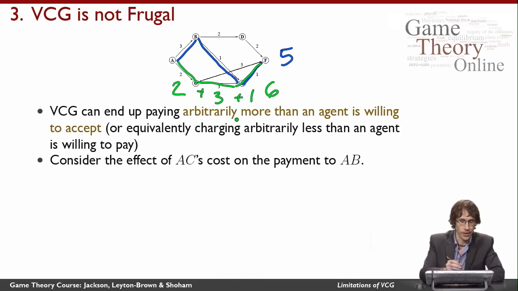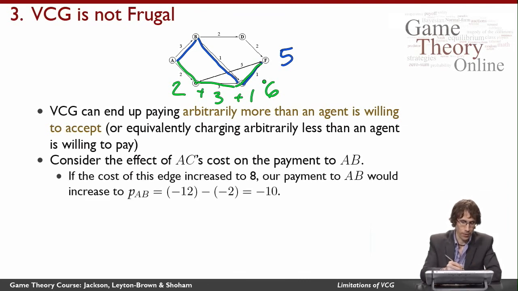Now let's think in particular about the effect on agent AB of changes to AC's cost. And what I'm going to end up showing you is that VCG can end up paying arbitrarily more than AB is willing to accept, because AB's payment doesn't end up depending on his own declaration, but instead ends up depending on the cost of the next shortest path. And this is also a possible problem in cases where we're not paying the agents, but rather where the agents are paying us. So let's see how it works.